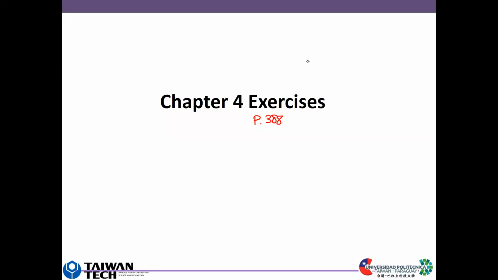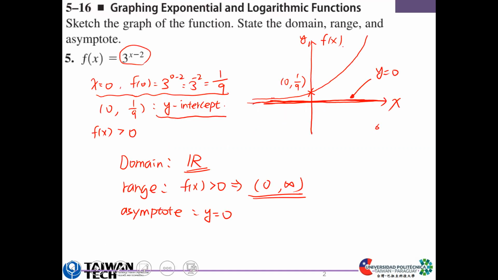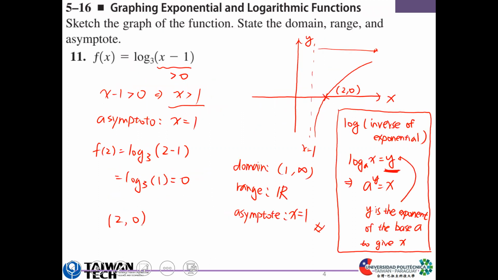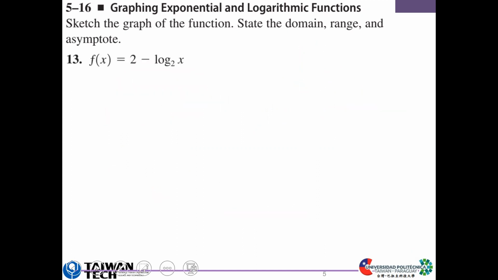Hi everyone. Let's continue to talk about chapter 4. Please turn to page 388. In previous week, we have talked about a few problems, including problem 5, problem 9, problem 11. So we start from problem 13.